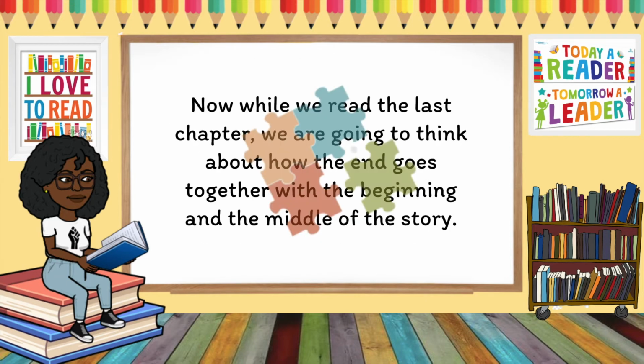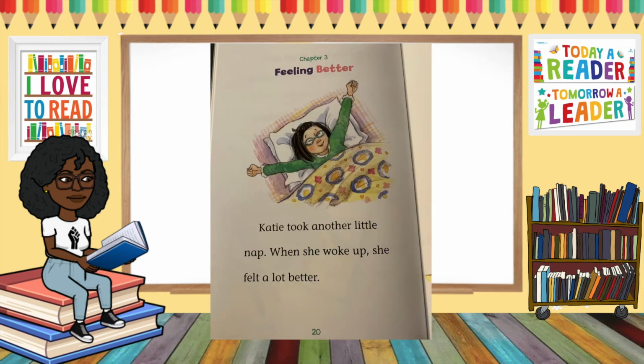So now, while we read the last chapter, we're going to think about how the end goes together with the beginning and the middle of the story. Let's take a look at chapter 3 of Katie Woo Has the Flu. And I want you to listen out to how we can make connections to the beginning and middle of the story that we've already read. So it says, chapter 3, Feeling Better.